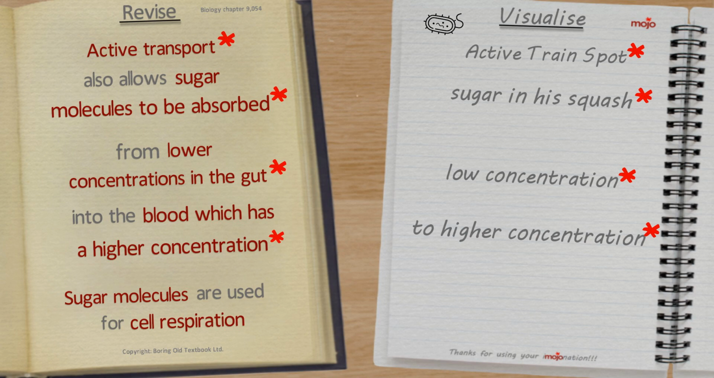Once Active Train Spot's blood has absorbed all the sugar, he uses this rush of energy to try and sell the excitement of respiration to the other travellers on the platform. Not an easy task, I can tell you. So the sugar molecules are used to sell respiration. Get it?